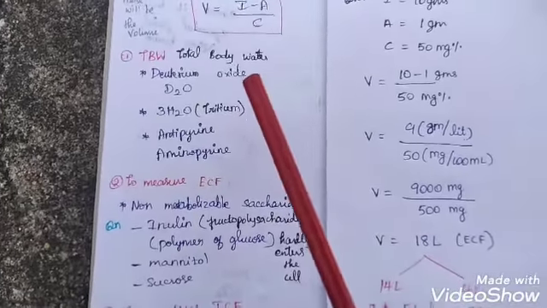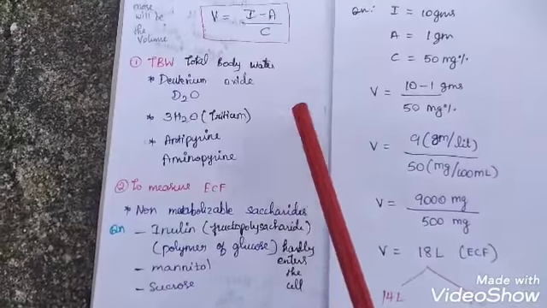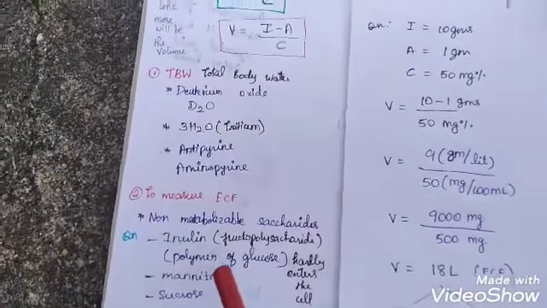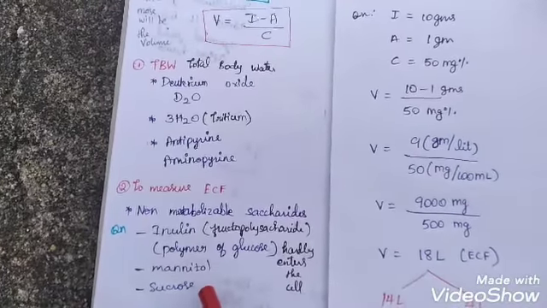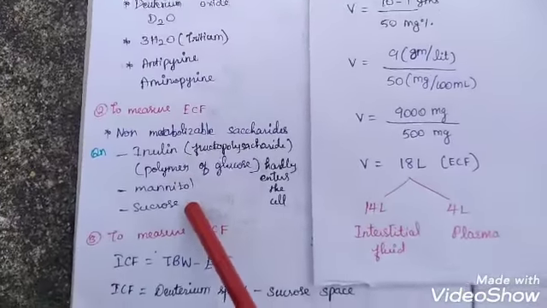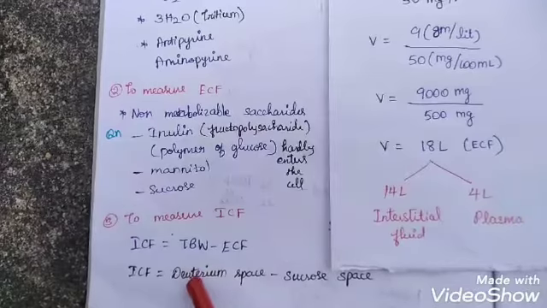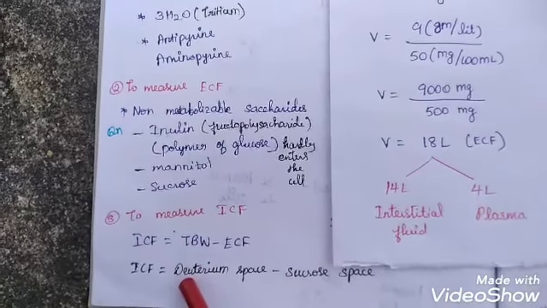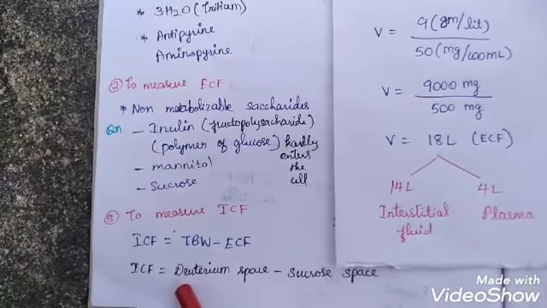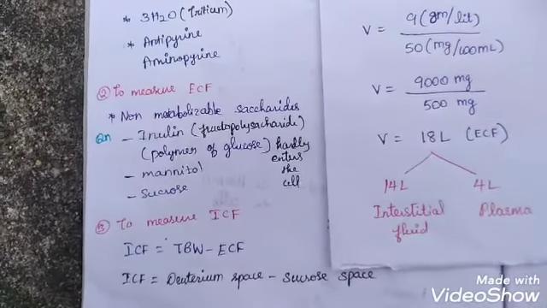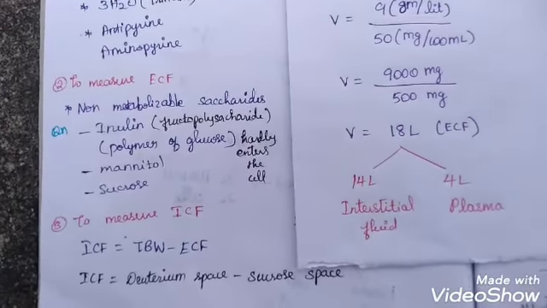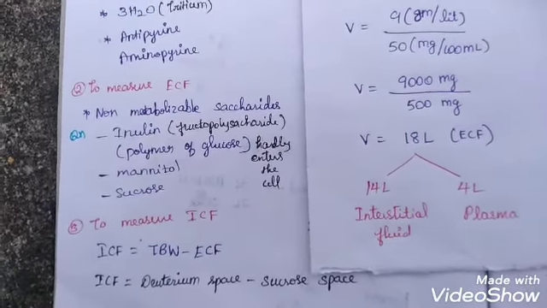So if you are given deuterium space, that is total body water, and if you are given sucrose space, that is extracellular fluid. So simply, to measure intracellular fluid, ICF is equal to total body water minus extracellular fluid, otherwise called deuterium space minus sucrose space.